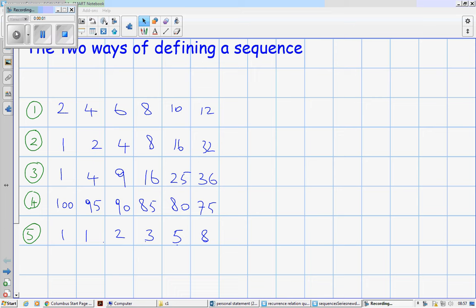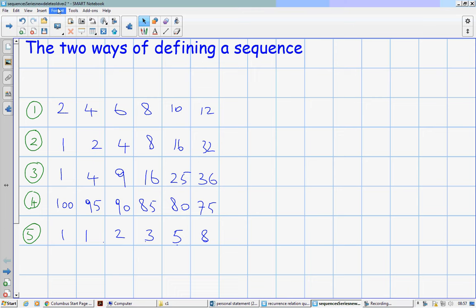We're looking at the two ways of defining a sequence here, and here we've got 5 sequences you probably recognise. Before we do that, I'm going to do a few little definitions, a bit of notation, how we write things when we're talking about sequences.